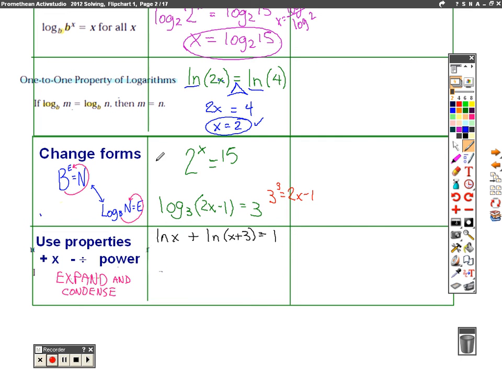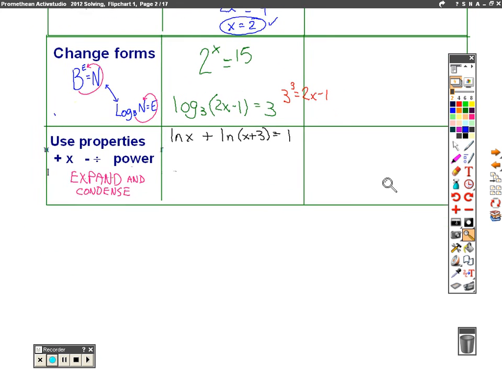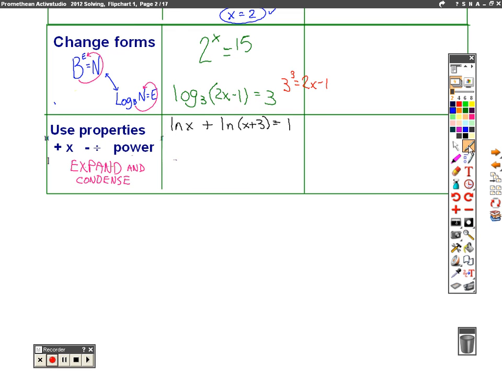Again, these were the two examples we looked at earlier. You can change the form from exponential to logarithmic, and that can oftentimes be helpful. And the last one is using log properties. Like when you add, you end up really multiplying. So here we have 2 logs we're adding. So we can condense that and make it the natural log of x times x plus 3. So we multiply those two together and get x squared plus 3x.